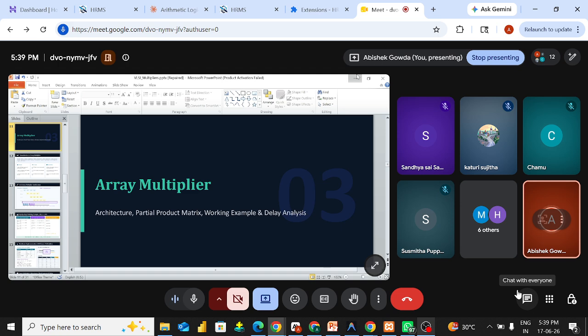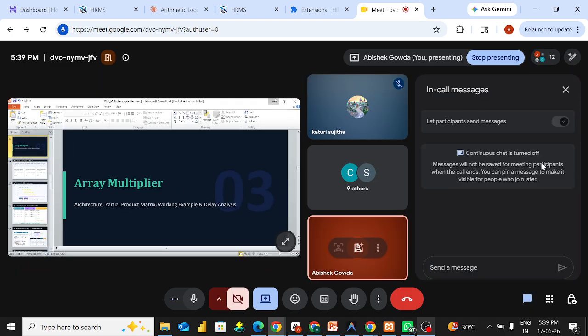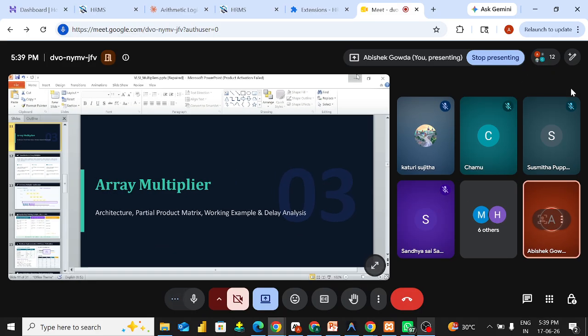Guys, answer the chat. So, what is the real world scenario where we are going to use these multipliers the most? No answers. Oh, okay. So I said something about AI accelerators, right? Did you guys find out anything about AI accelerators? Okay, no answer. So I consider no one has discussed.